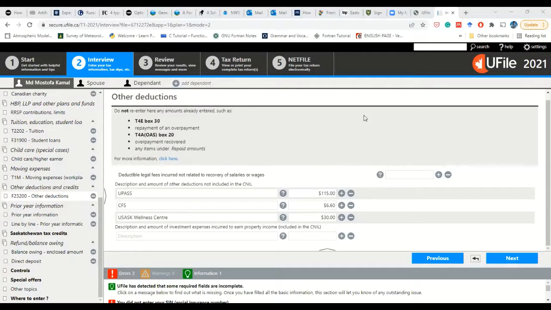And that is why we put the information on the T2202. Those information accumulate over time. Okay, thank you. You're welcome.